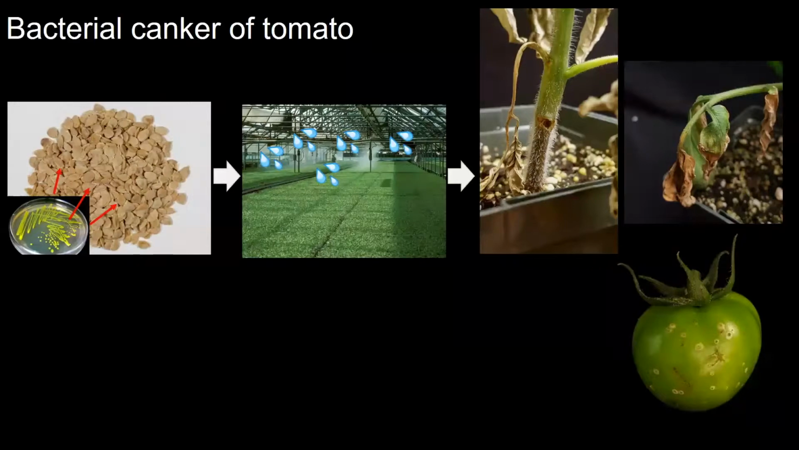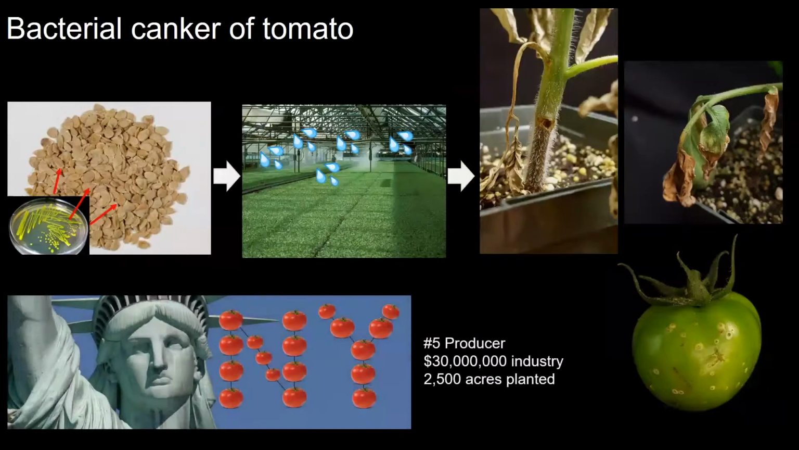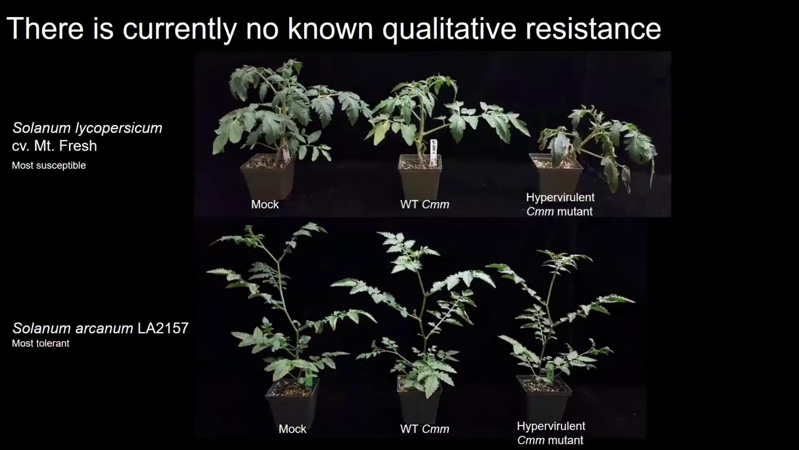During later stages of infection as well, on the fruit it can form these bird's eye lesions that can reduce the quality of the fruit and also lead to economic loss. So this pathogen is especially important in New York because we're the number 5 producer of tomatoes in the USA. And a lot of these tomatoes go to fresh markets, so they need to be blemish-free, can't have these lesions. And so some of the work we're trying to do is to support this industry in New York. Importantly, there's currently no known qualitative resistance to this pathogen.